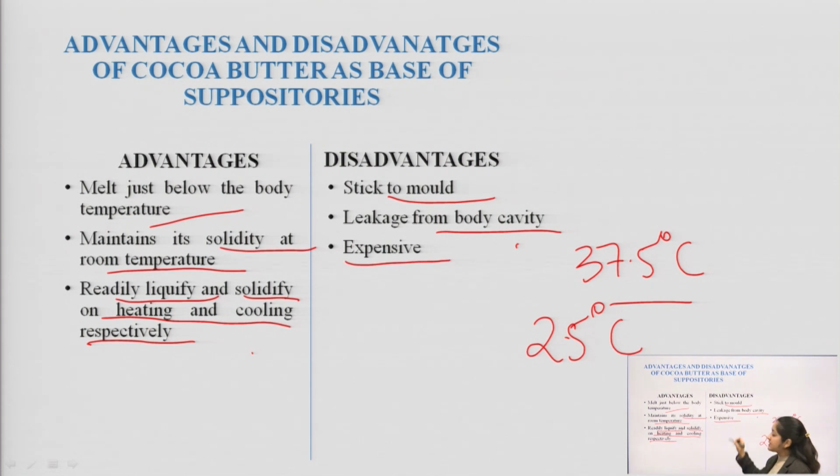Then eventually it is an expensive process. Definitely the cocoa butter plant or the tree is not available everywhere, so roasting requires effort, it requires skill. So, definitely it is an expensive process.